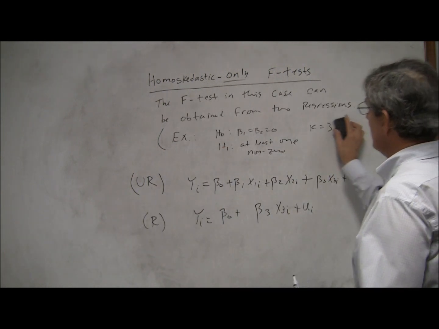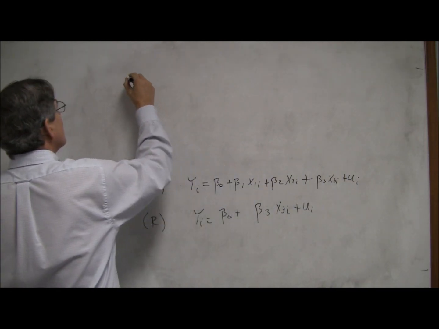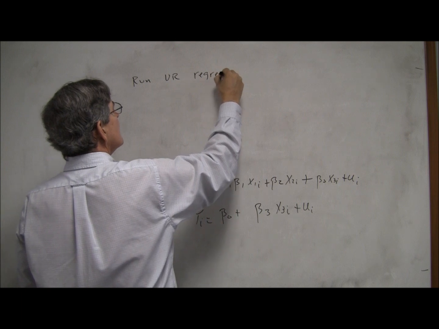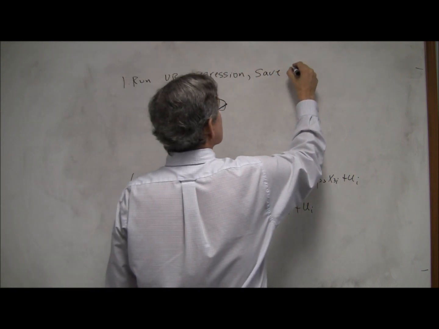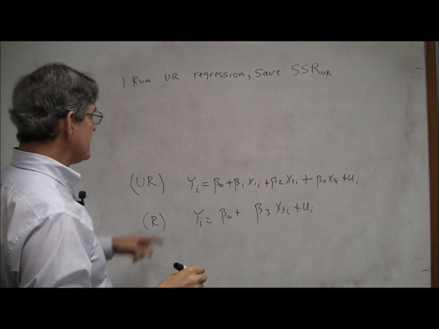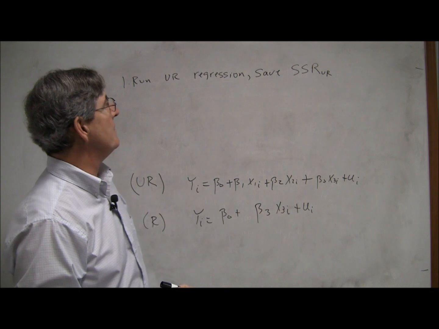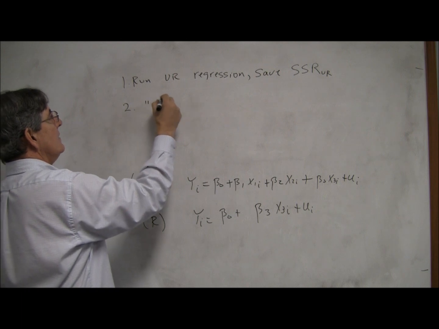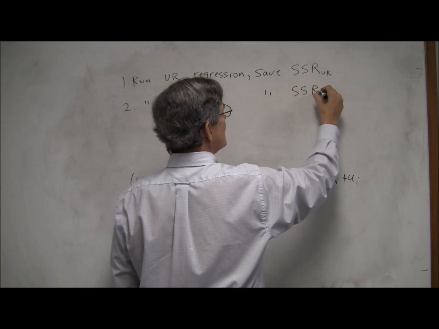So what you do is you run the unrestricted regression and save the sum of squared residuals from the unrestricted model. You just tell the computer, run a regression of y on x1, x2, x3, and then just save that number that's on the output. It's almost always there. Second, run the restricted regression and save the sum of squared residuals restricted.